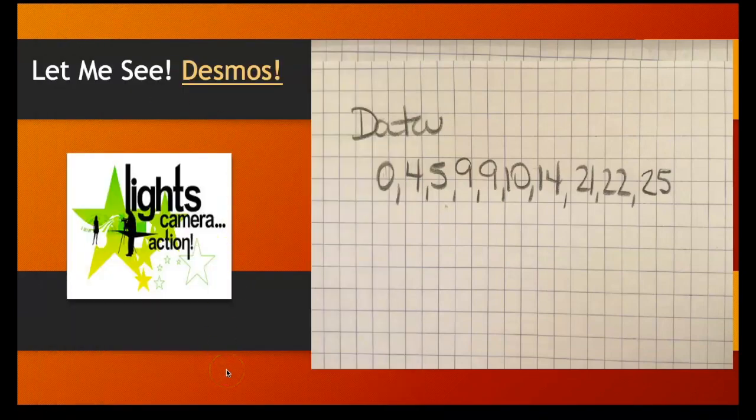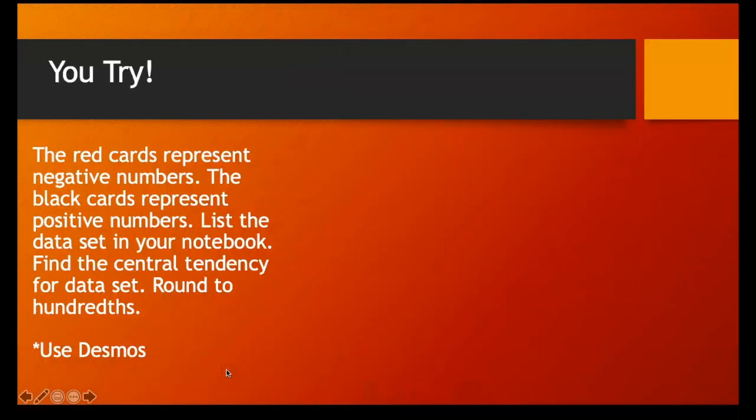All right, so let's go ahead and look at something for you to try on your own, okay? So this time, you're still going to focus on that middle number, but it's a card. So these are going to be cards. The red cards are going to represent negative numbers, and the black cards are going to represent positive numbers. List the data in your notebook just like you did before, and you're going to find the central tendency for the data set. And you're going to round to hundredths, okay? You're going to round to hundredths.